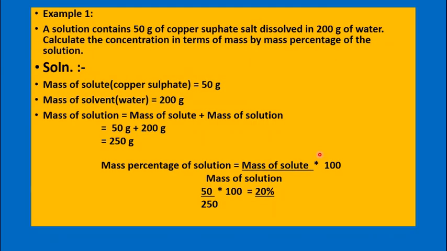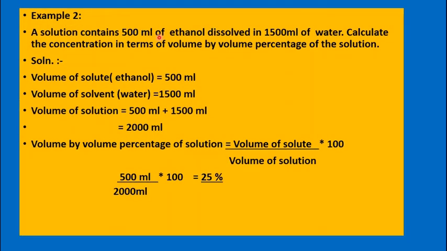Then we had done two problems. Please work it out, try out many times, write it down and find out. You can try this by changing the mass of the copper sulfate. Make it 100 grams and see what will be the percentage of copper sulfate, how much concentrated it is. Then make it 150 or 10 grams of copper sulfate. You can only change the value and then calculate it. This is for calculating volume by volume percentage of the solution.